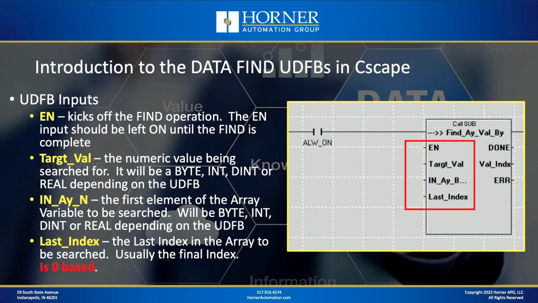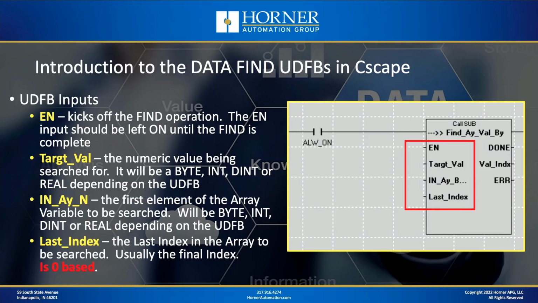So let's take a look at the specifics of these data-defined, user-defined function blocks. Every user-defined function block has inputs and outputs, and that's true of the function blocks that are built into Cscape as well. So let's examine these 4 inputs for the data-defined UDFBs. First of all, as I just mentioned, we recommend you connect the UDFB using the always-on contact to the power rail. That way it receives power all the time. Now, the enable input, labeled EN, is used, when it is turned on, to kick off the find operation. The enable input should be left on until the find is complete. So turn on enable and leave it on until the function block is done with its job.